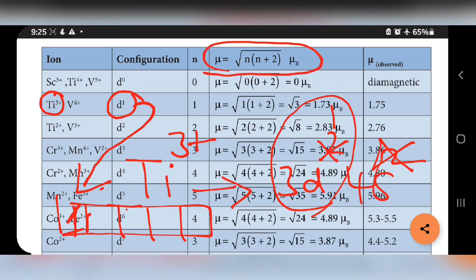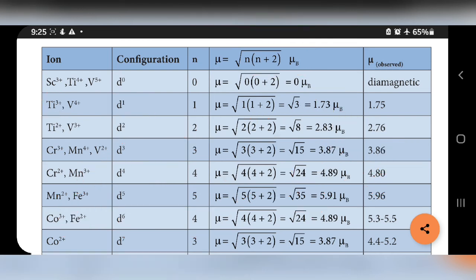Totally how many unpaired electrons are there? Only one unpaired electron, so instead of n we can substitute 1. So root 1 into 1 plus 2, that is root 3. Root 3 means 1.732 Bohr magneton. Like that, for titanium 2 plus, vanadium 3 plus, D2 configuration.